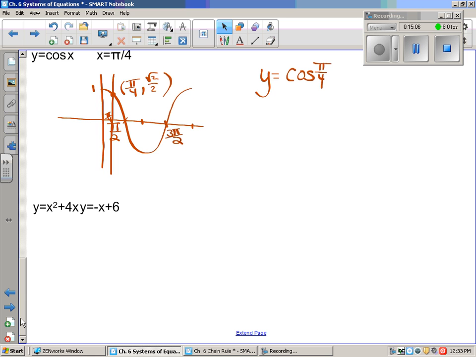What's that? It's a parabola. How do you know, Sydney, it's a parabola? The x squared. And the other equation, y equals negative x plus 6, that is a line. Okay, good. So let's start by graphing these.